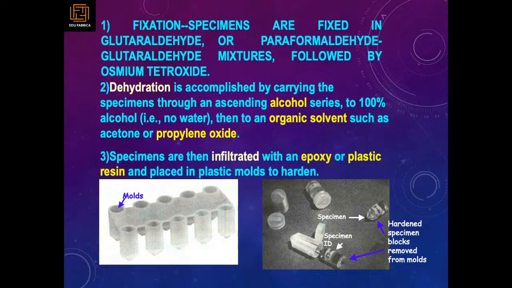So for fixation, specimens are fixed in TEM also with glutaraldehyde, paraformaldehyde, and then osmium tetroxide. Then dehydration is done using an ascending series of alcohol. Then they are put into an organic solvent such as acetone or propylene oxide. Then they are infiltrated with epoxy or plastic resins and placed in plastic molds to harden.